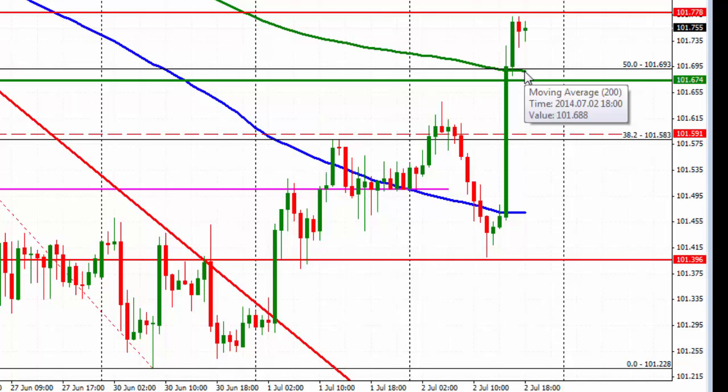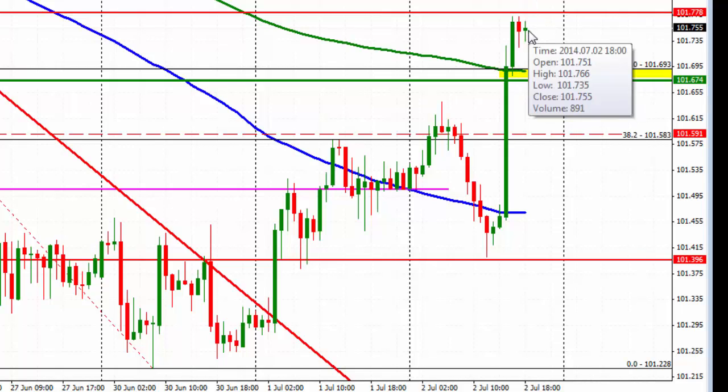The 200-hour moving average comes in at 101.68. The 50% retracement comes in at 101.69. And you see this thick green line right here, that is the 200-day moving average. So if I were to be a risk-defining trader, which I am, this would be where you'd want to see the price stay above in order to keep the bullish bias going here for the dollar versus yen.